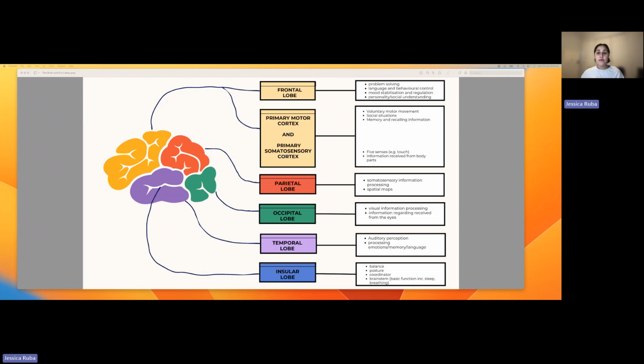Thank you for listening today. Hopefully, this mind map provided a little bit more insight into the 5 lobes we have and what their primary functions are.